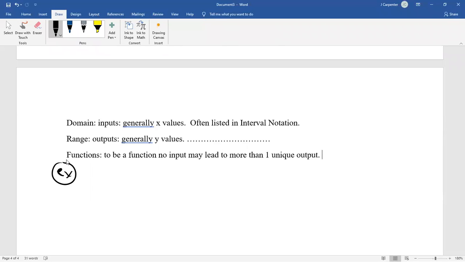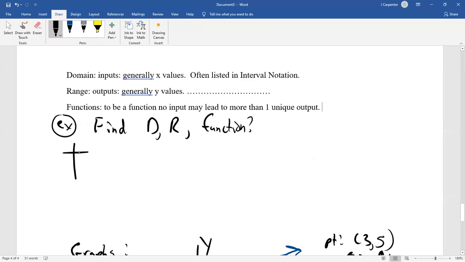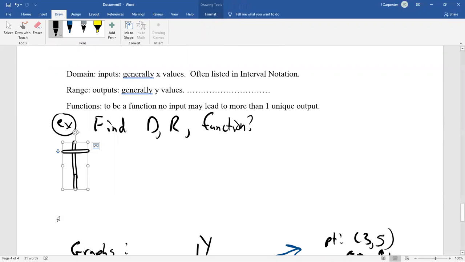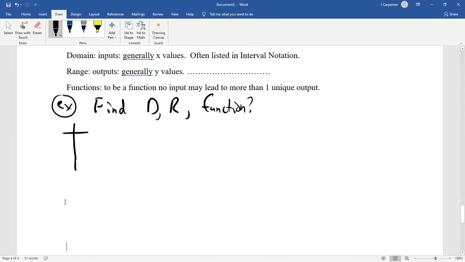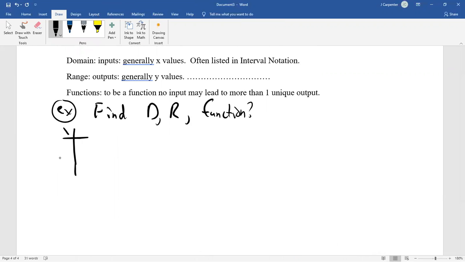So I said often listed in interval notation, not always. Let's just say for this example, find the domain, the range, and if it's a function. I'm going to do this just as a table of values. This is kind of a unique problem, something that we will not typically do in this course. So let's say we had x values of 0, 1, and 2, and then y values of 4, 9, and -6. And then another point, 0 and 4.